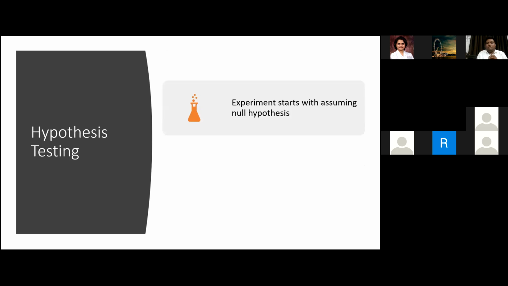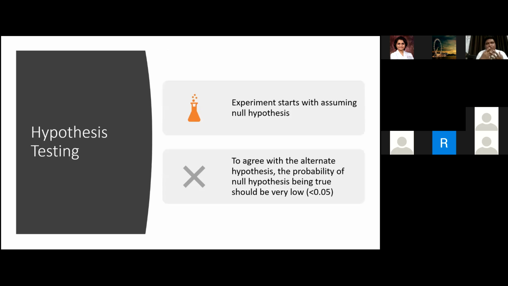Now, when we design a clinical study, the study always starts assuming the null hypothesis. And at the end of the study, we get the results and we analyze. So to agree with the alternate hypothesis, we will calculate the probability of that null hypothesis being true. Whatever probability we obtain after the data analysis in a clinical trial is nothing but the probability of the null hypothesis being true.